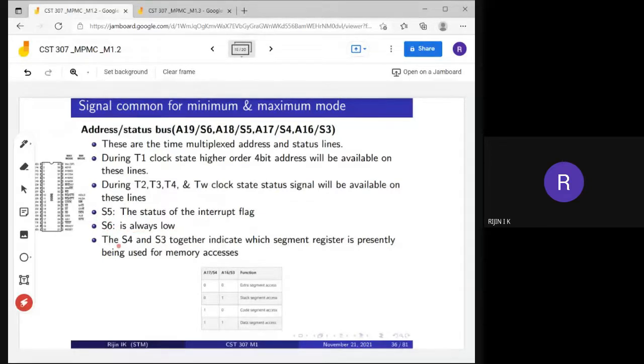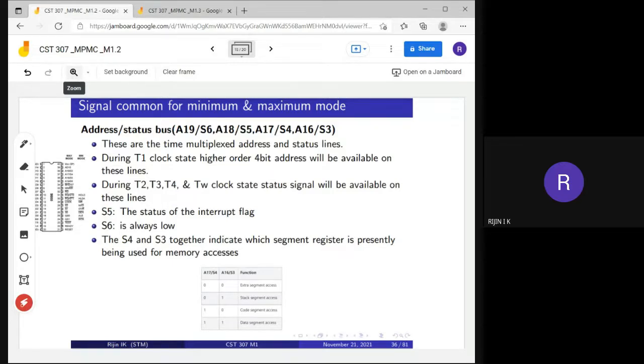Two more status signals are there, S4 and S3. Together, S4 and S3 indicate which segment register is presently being accessed for memory access. There are 4 segment registers. We already studied them. What are the different 4 segment registers?